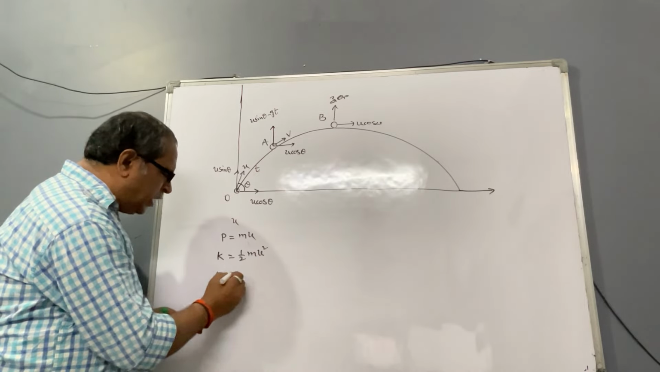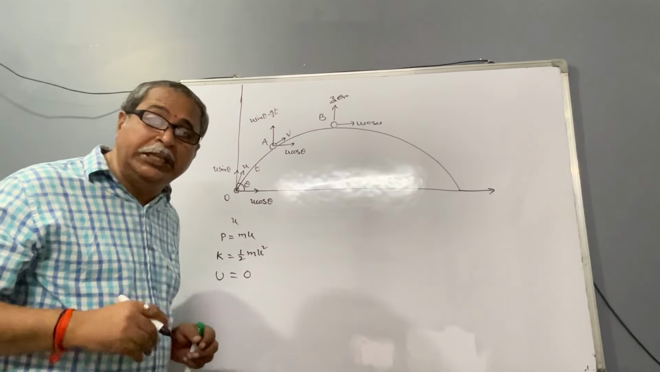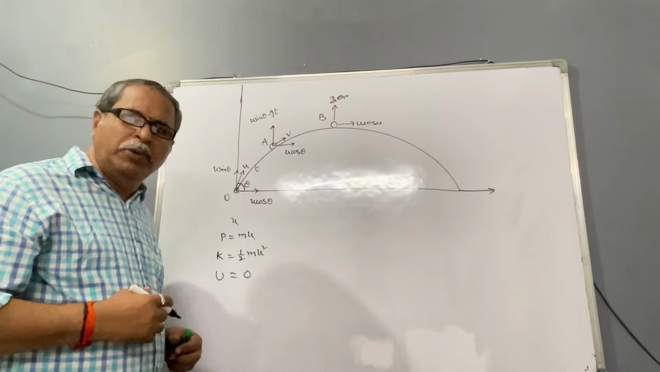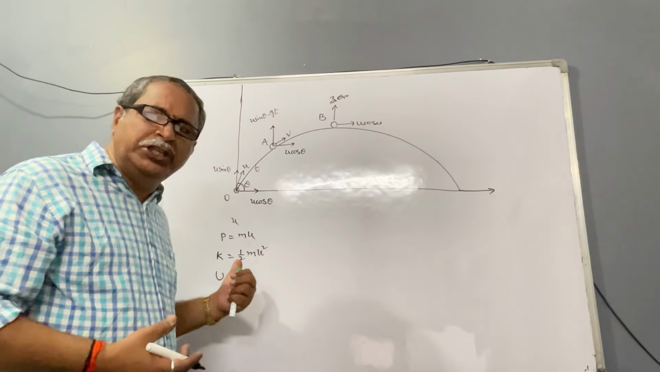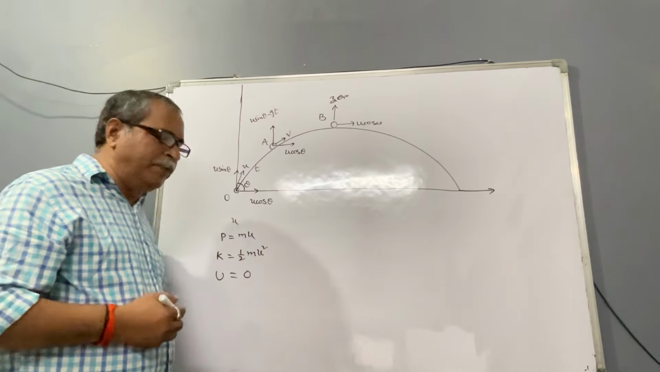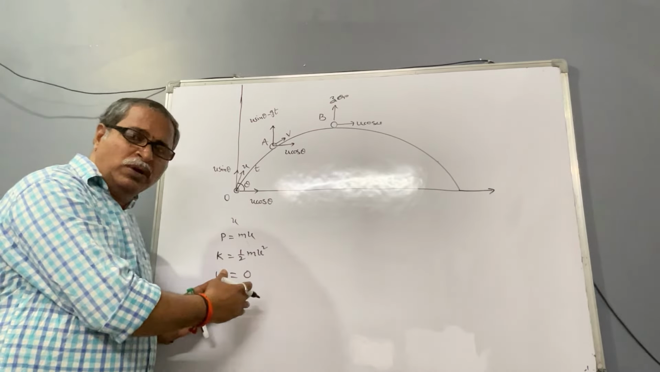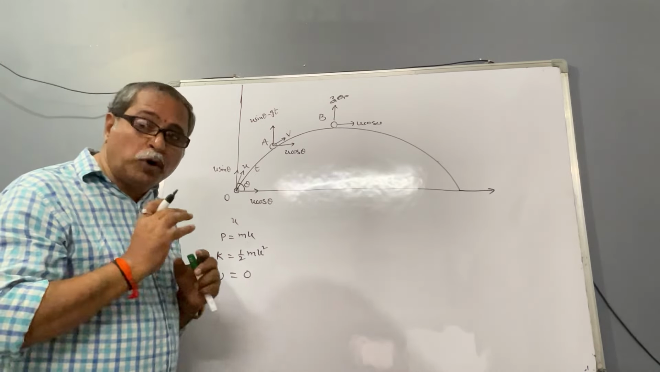And potential energy is 0 here. Potential energy is represented by U, that is 0, because it is on the ground level. So there is no height according to mgh. H is 0, so there is no potential energy. So these are the factors at the point of projection.